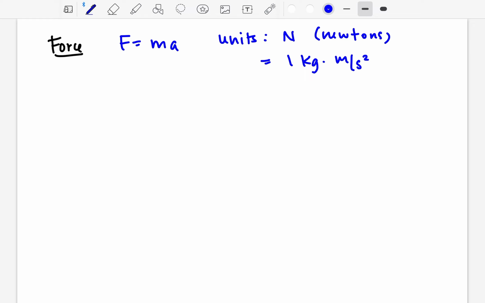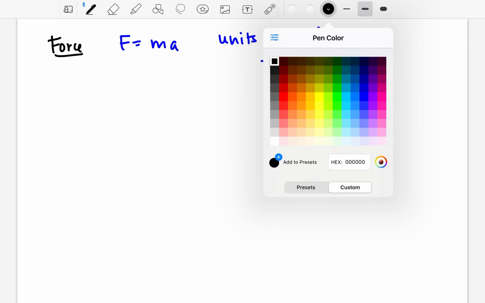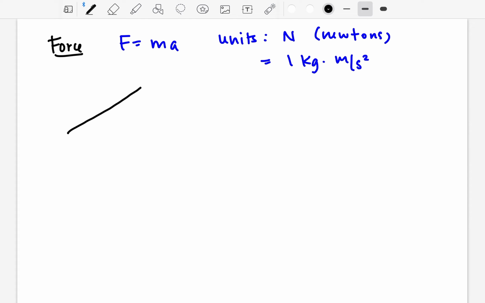So let's see. We know that force is a vector because it has a direction. If I'm applying a force in that direction, well, that's the direction, and then this is my force vector. And then how much of that force I am applying will be the magnitude, which, you know, I use the double bars to refer to magnitude.